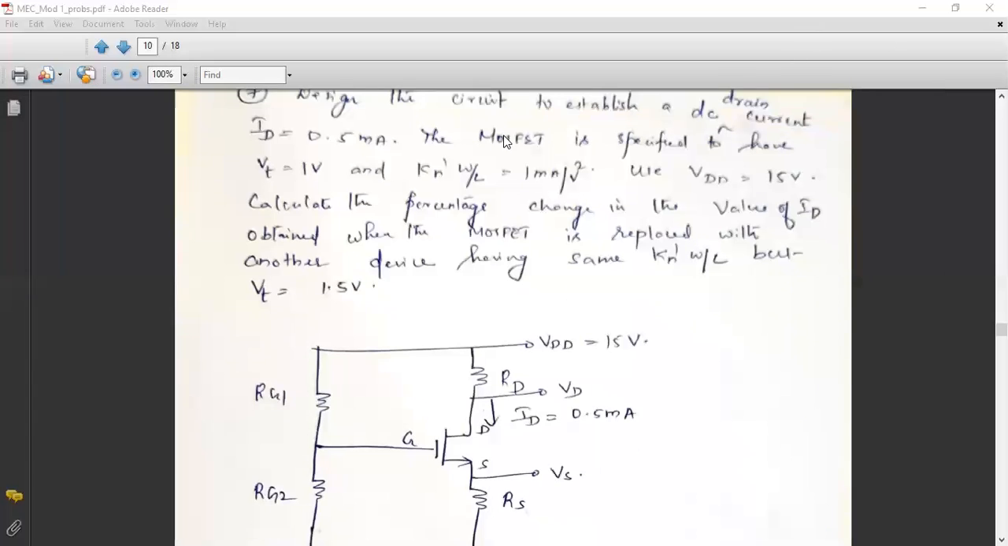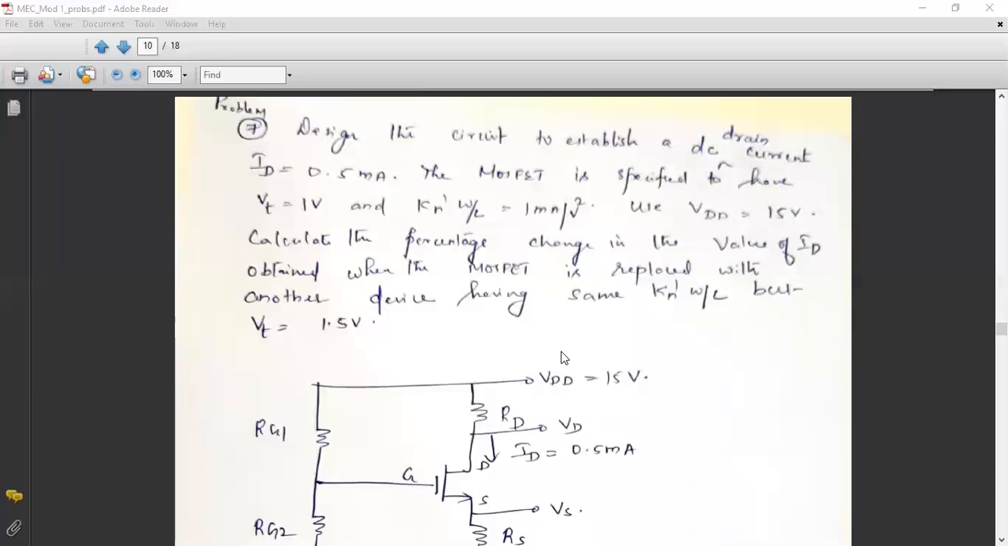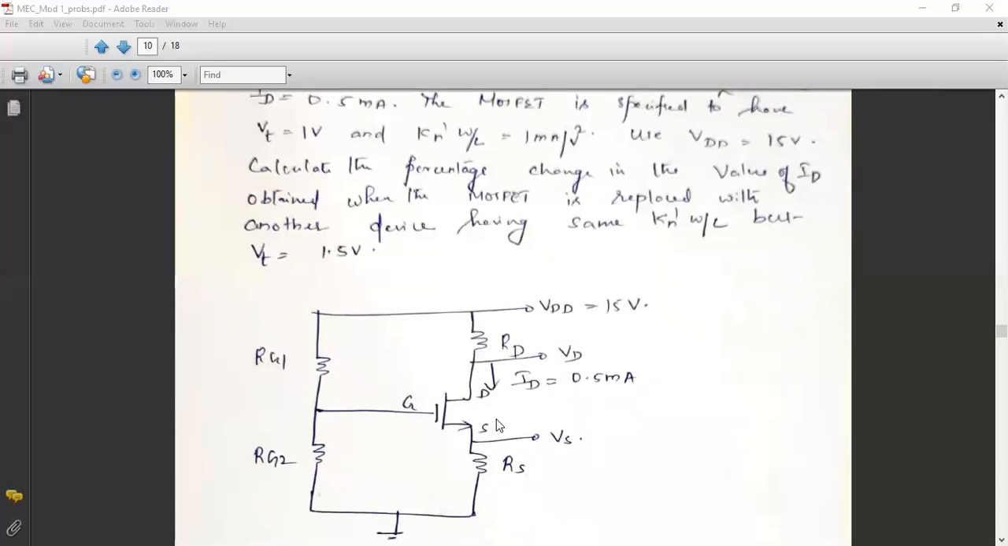Thank you. So yesterday we discussed this particular question. Just refresh it. We have to design this circuit for RG1, RG2, RD, and RS. All four resistances are unknown to you, and also VD and VS. It is not given. The only things given are that the drain current is 0.5 milliamps, the threshold voltage is 1 volt, and K' W by L is 1 milliampere per volt square, and the total supply voltage is 15 volt.